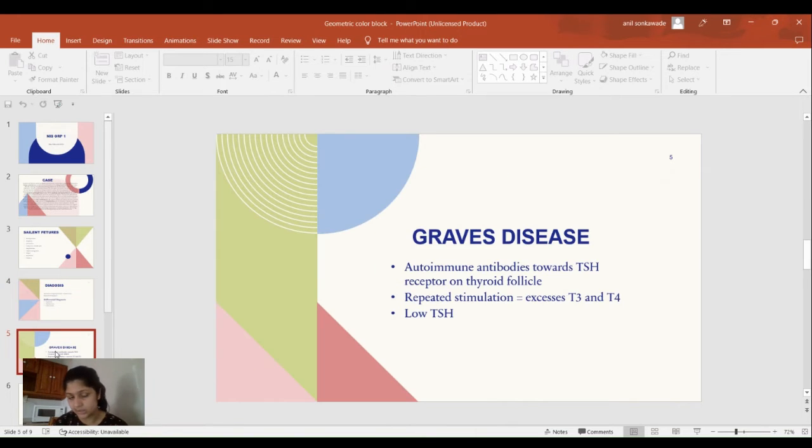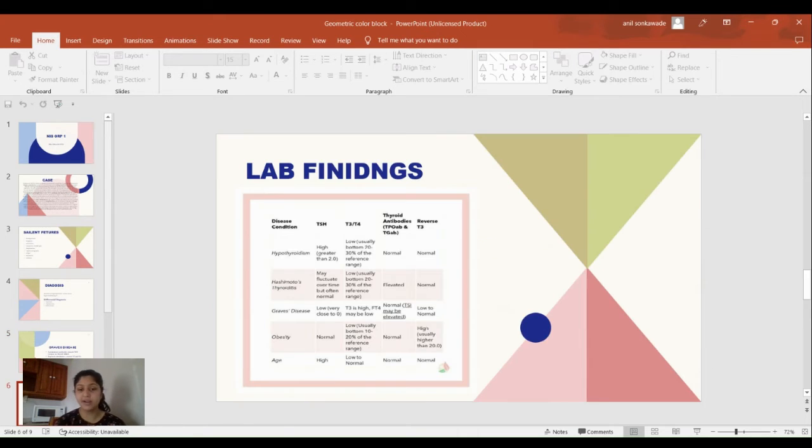So, what is Graves' disease? As I said earlier, it is a hypersensitivity type 2 reaction, in which autoimmune antibodies attack the TSH receptor on the thyroid follicle. Keep in mind your TSH levels will be really low, because the repeated stimulation by these antibodies creates excess amounts of T3 and T4, so there will be feedback inhibition, which results in low thyroid stimulating hormone. That is what you will see in the lab findings here.